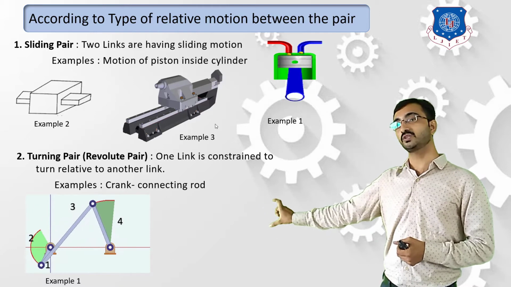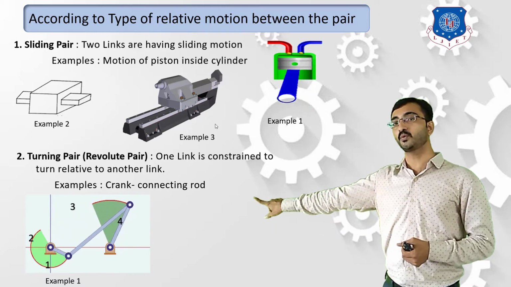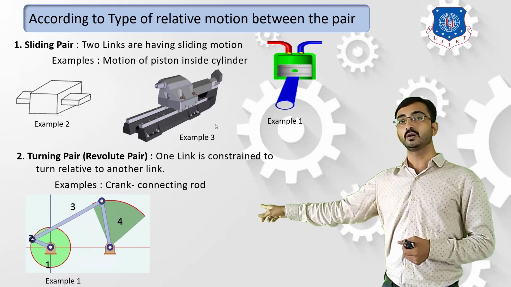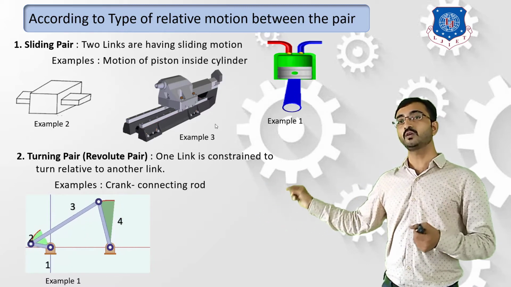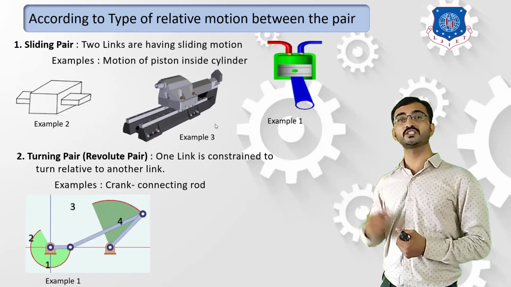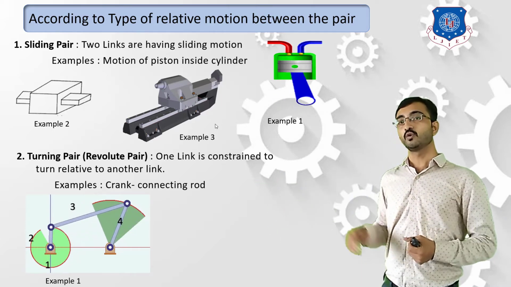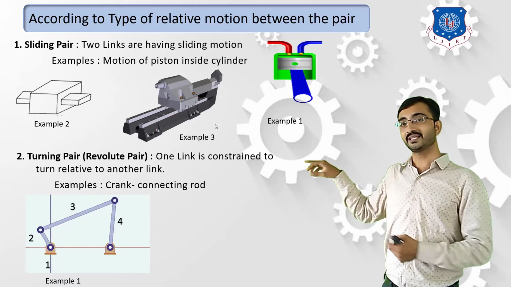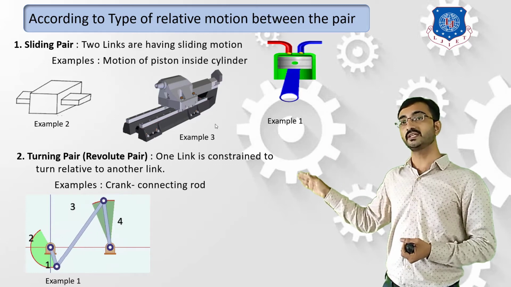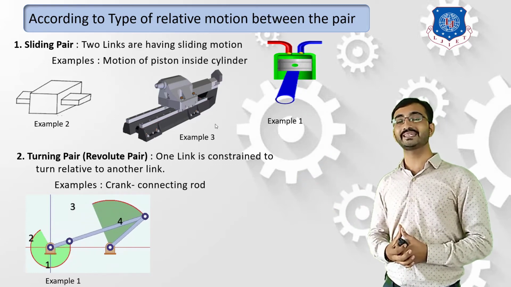Okay, now with respect to link number 1, your second component is continuously rotating. This is known as a turning pair. So that is a simple example where we can observe that with respect to link number 1, link number 2 is forming a turning pair. Similarly, with respect to link number 2, link number 3 is also turning. And similarly, with respect to link number 3, the fourth link is also turning.